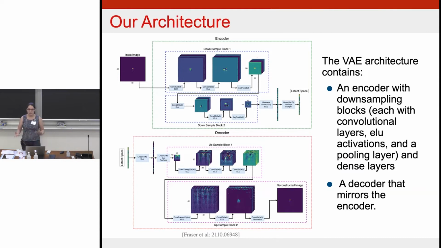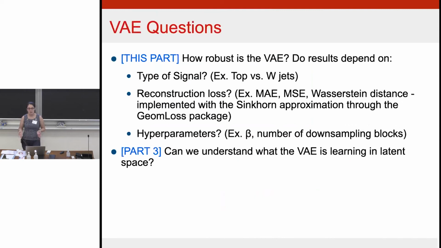But of course, there's been lots of work on variational autoencoders. So why did we write another paper about it? And that's because we wanted to answer a few particular questions. So in this part of the talk, the question we're really interested in answering is how robust is this variational autoencoder? So we want to answer things like, do our results depend upon the type of signal we're working with? So for example, top versus W jets, because if they do, then it's not really truly unsupervised.